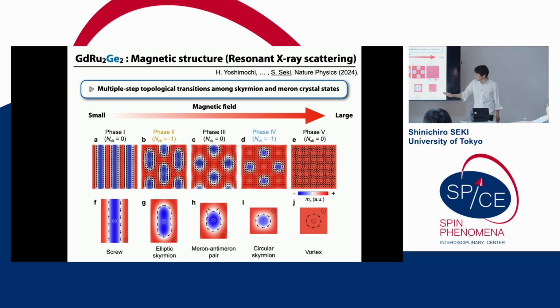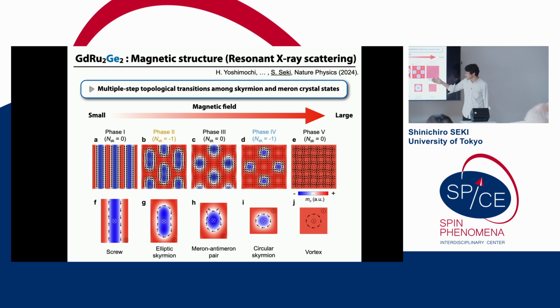In the zero field ground state, this compound hosts a screw-type helical magnetic order. By increasing the amplitude of the out-of-plane external magnetic field, the local spin swirling manner is partly pinched off from the screw stripe, and then it turns into the elliptic skyrmion. By further increasing the field amplitude, the local spin swirling manner is partly flipped, and it turns into the so-called meron anti-meron pair.